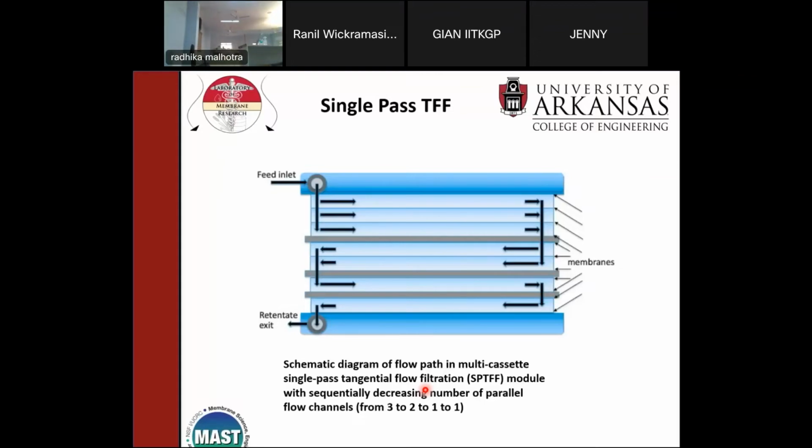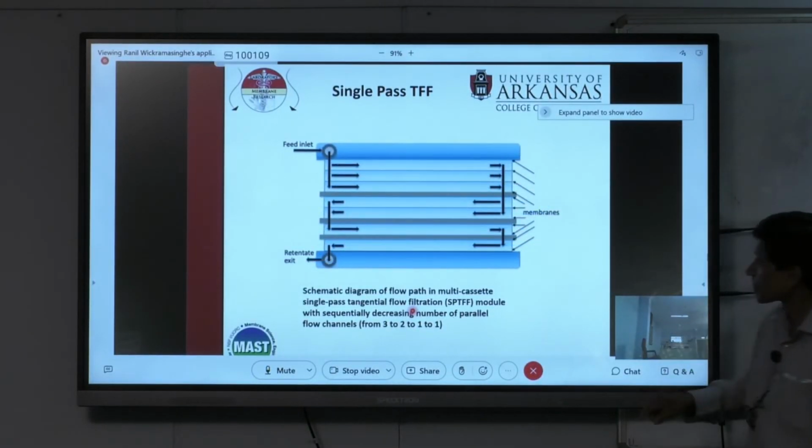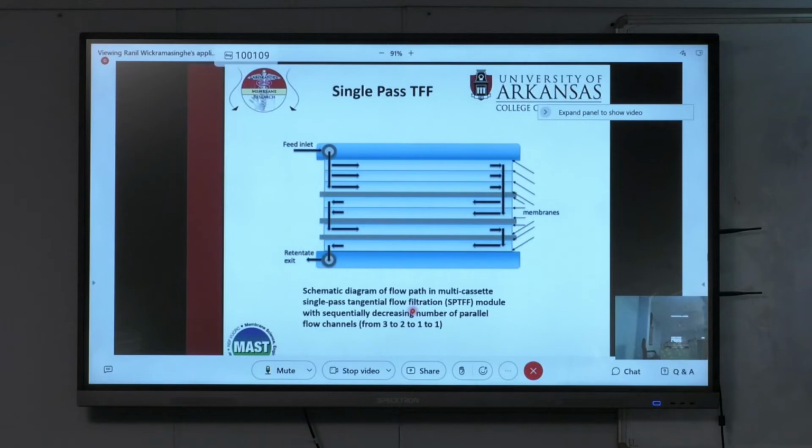Schematic diagram of flow path in a multi-cassette SPTFF module with sequentially decreasing number of parallel channels, 3 to 2 to 1, okay? That's one design. There are other designs as well.